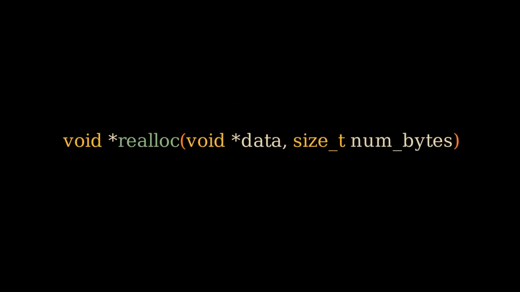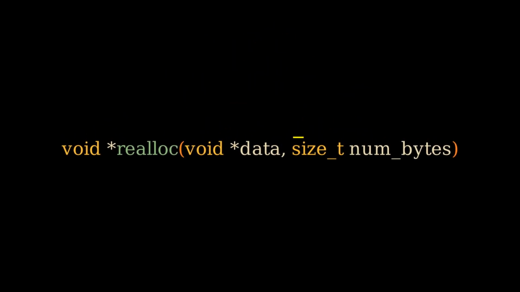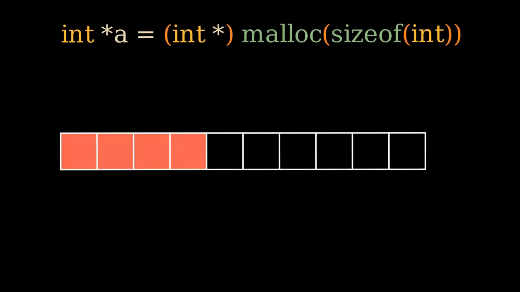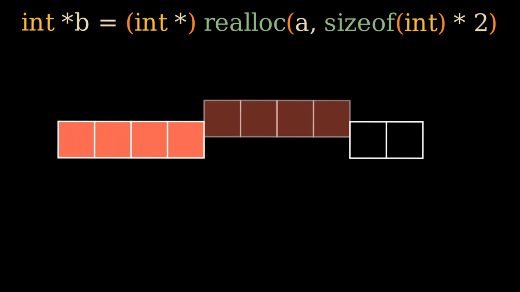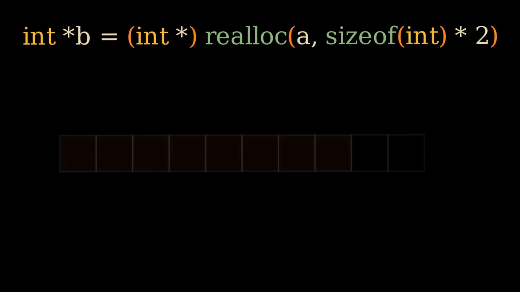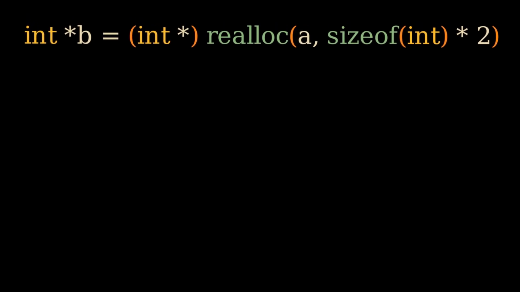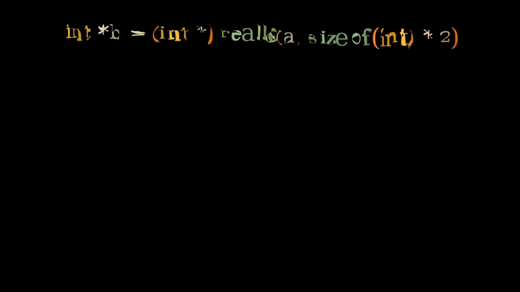Realloc takes a pointer to the data you've allocated, as well as how many bytes you want the resized version to be. You can initially allocate 4 bytes using malloc, then resize the memory block using realloc to double its size by multiplying the size by 2. Similarly, you can reduce the size of the memory block by halving the size. Make sure to free the memory!